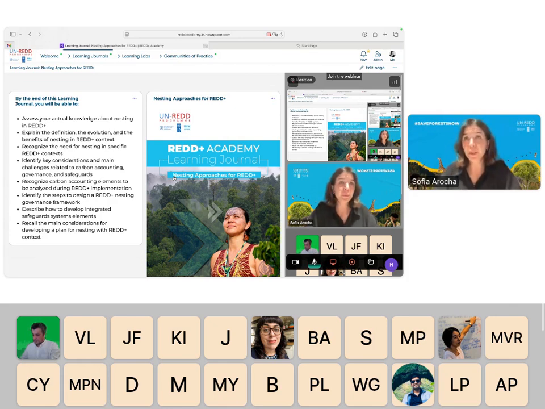For example, there will also be something coming live soon on carbon markets. You can also here join communities of practice. There are several available depending on your region, and you can find materials from our previous learning labs and workshops.